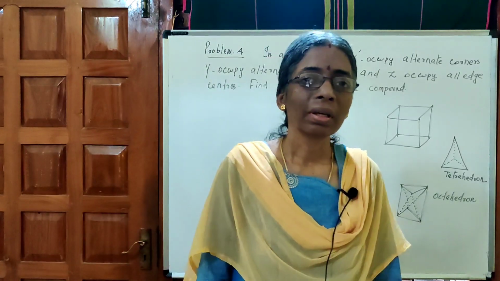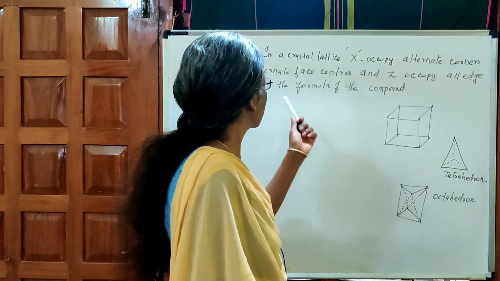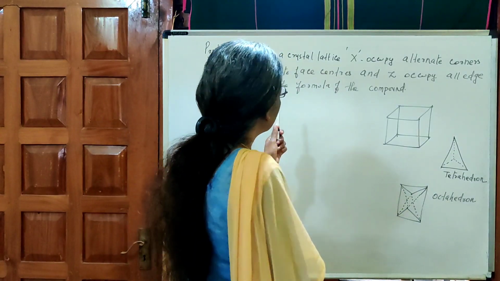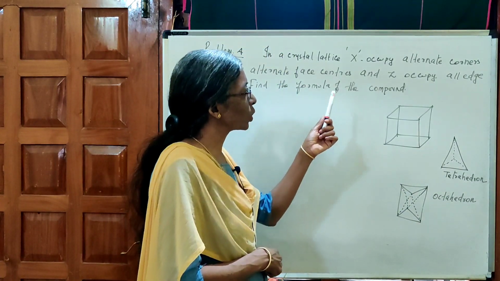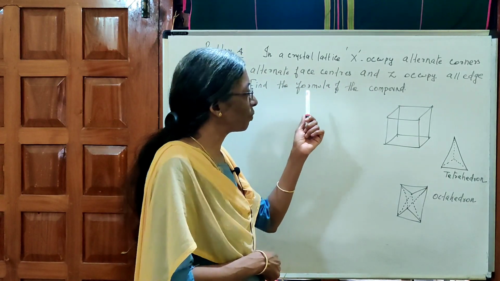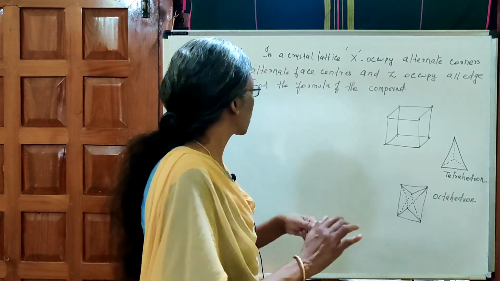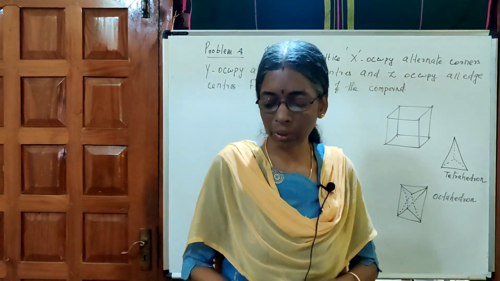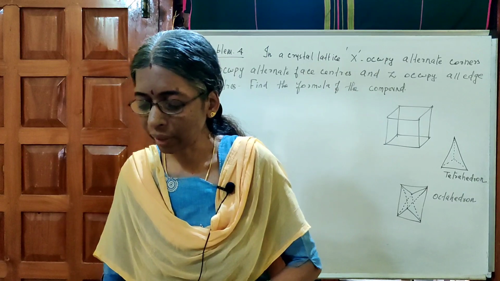Dear students, now we are going to do a problem. It's the fourth problem in this lesson. See the problem. In a crystal lattice, X occupy alternate corners, Y occupy alternate face centers, and Z occupy all edge centers. Find the formula of the compound.